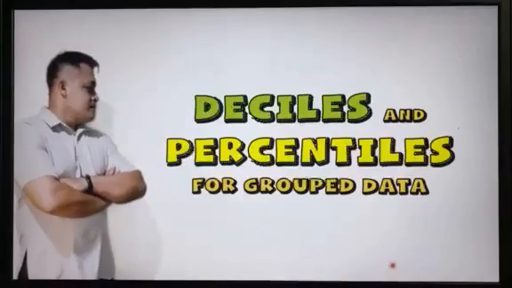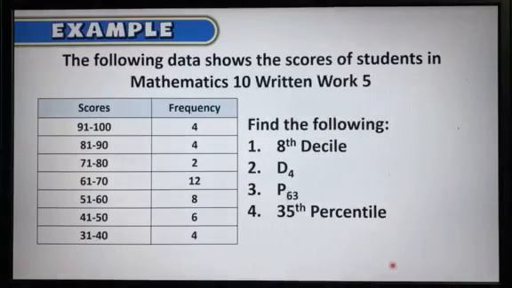So I have here one example. The following data shows the scores of students in Mathematics 10 written work number 5. We will find the 8th decile, the 4th decile, the 63rd percentile, and the 35th percentile.